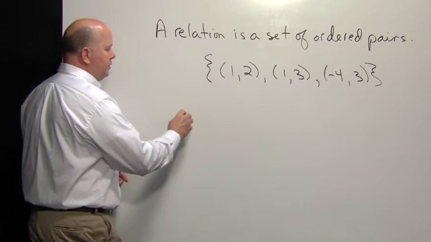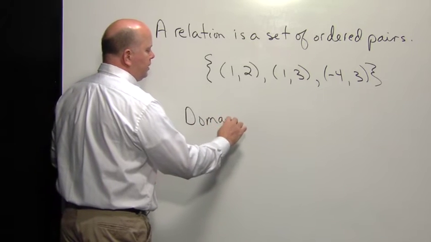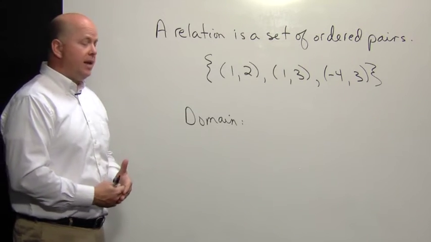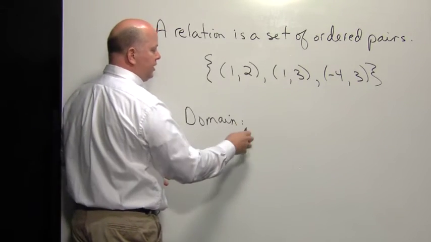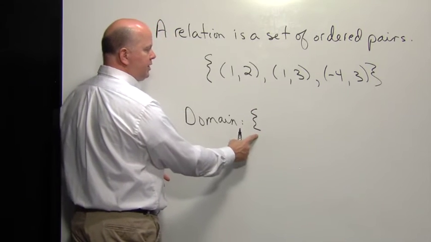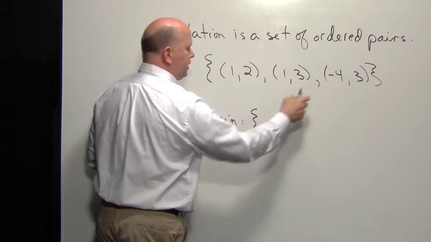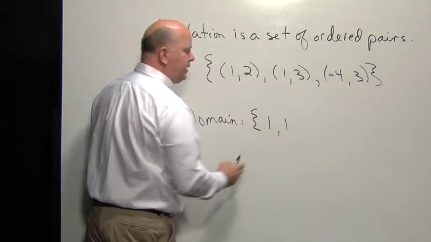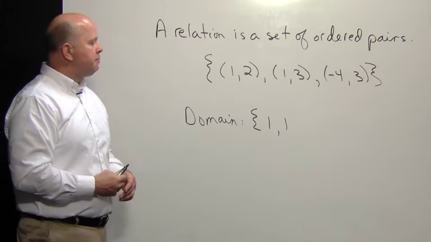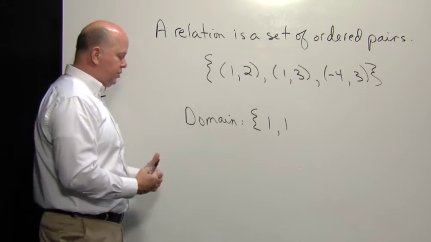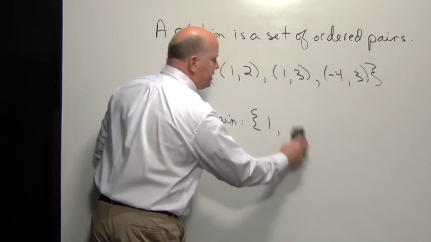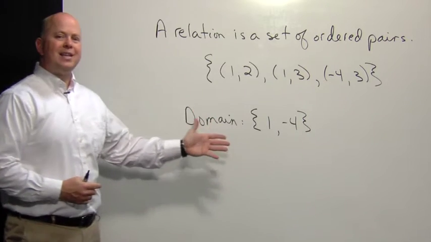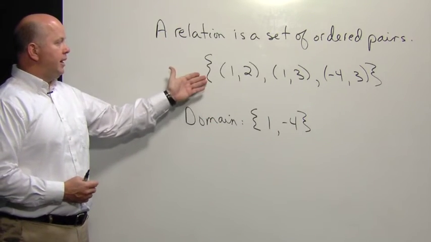One is the domain. The domain represents the x coordinates. And this is, again, a set. So the domain of this relation is the set, again, we would use our braces, of all the x coordinates. So we see here we have 1. We have 1 again. We could technically write a second 1 if we wanted to, but it's redundant, so we don't necessarily need to. And then the next x coordinate would be -4. So we would describe this as the set, which is the domain of this relation.